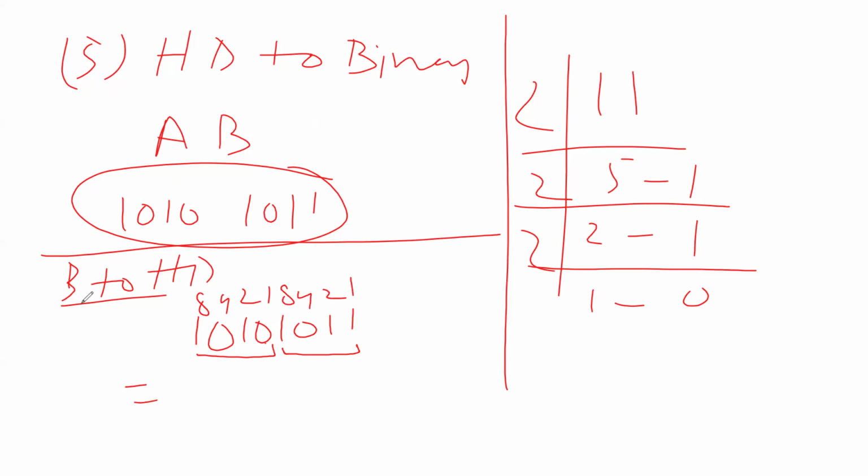Eight plus 2 is 10. Eight plus 2 plus 1 is 11. So it's 10 and it's 11. Is that clear? So this is the way to do that.